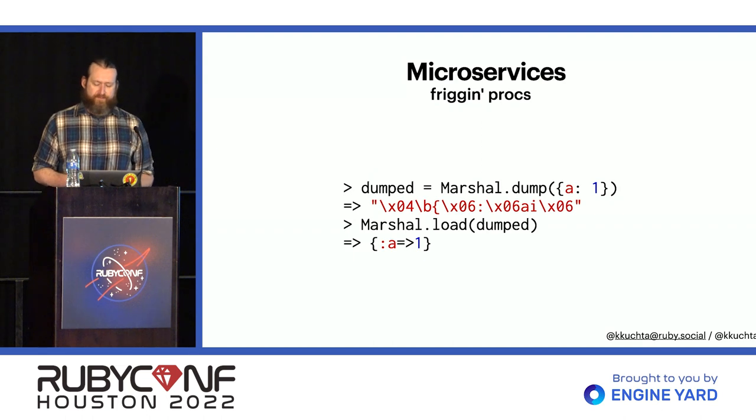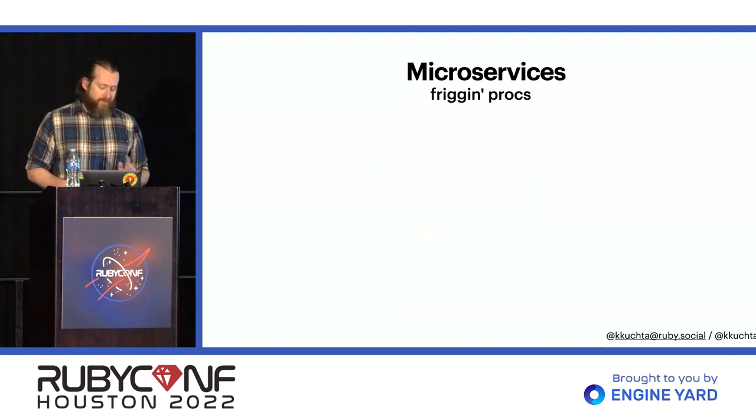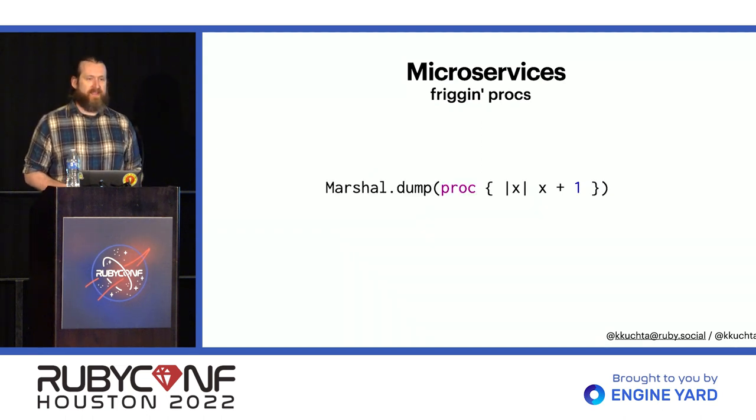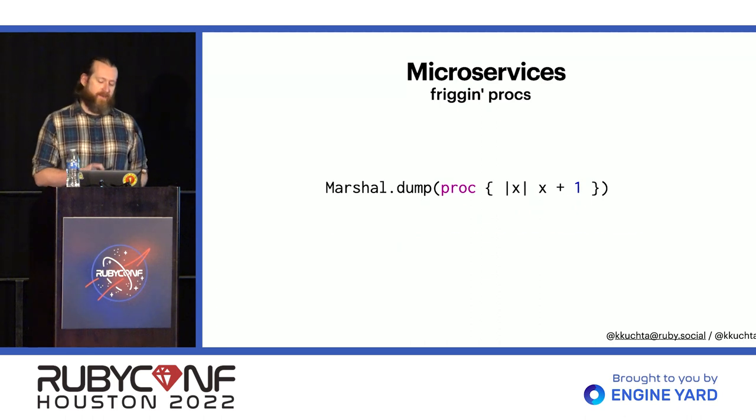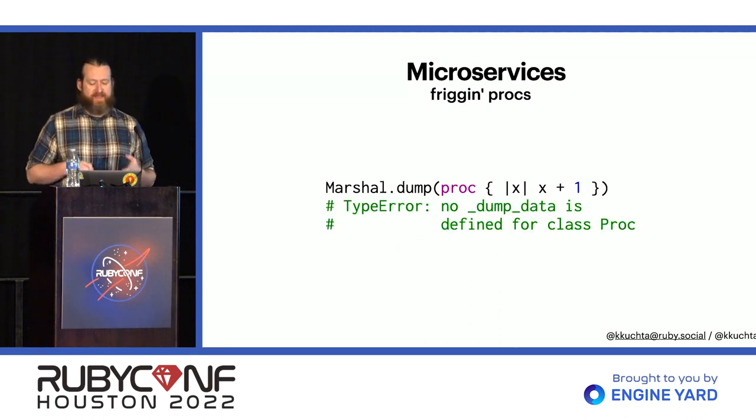Now, here's the problem. Marshal does not know how to serialize procs. The error you get is that same error we were seeing earlier. No dump data is defined for class Proc. And really, why would Marshal know how to serialize a proc?